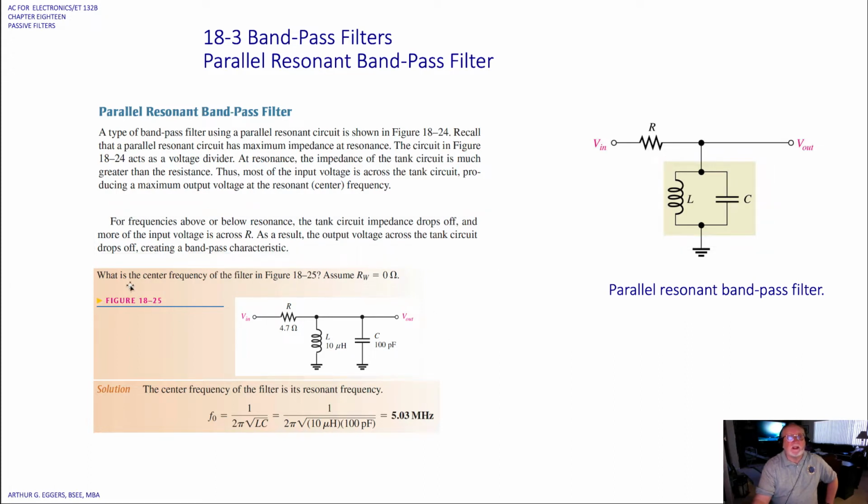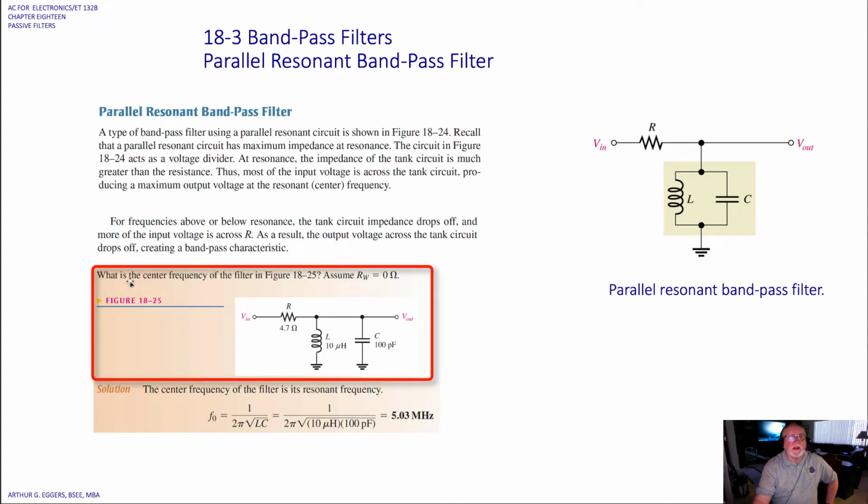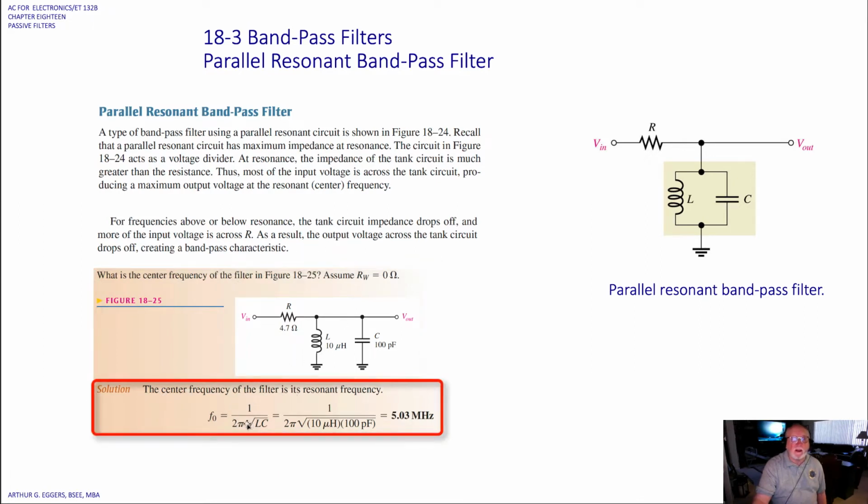So if we look at this little example down here, we've got a circuit. We want to calculate the center frequency. So what we do is use the relationship, the 1 over 2 pi square root of LC that we've already seen. So the center frequency is 1 over 2 pi, the square root of 10 microhenries times 100 picofarads. We get 5.03 megahertz.